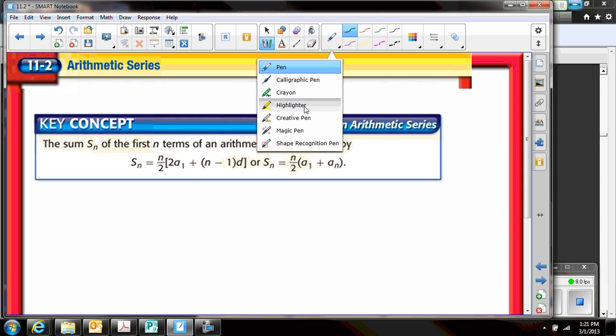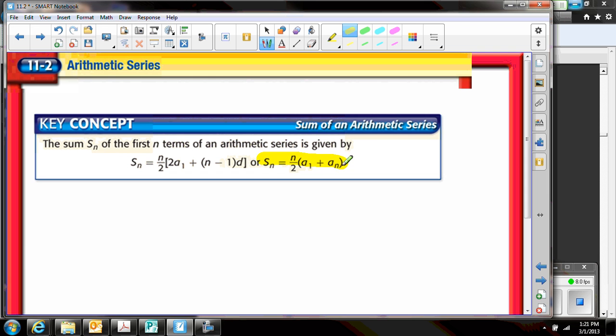I suggest you remember the second part of this equation. This is usually the one students have an easier time remembering. So the sum of an arithmetic series is given by the equation S sub n equal to n over 2 times the quantity a sub 1 plus a sub n. A sub 1 denotes the first term of your sequence. A sub n denotes the last term of your sequence. N represents the number of terms that you're looking for, and S sub n represents the sum of the first n terms.